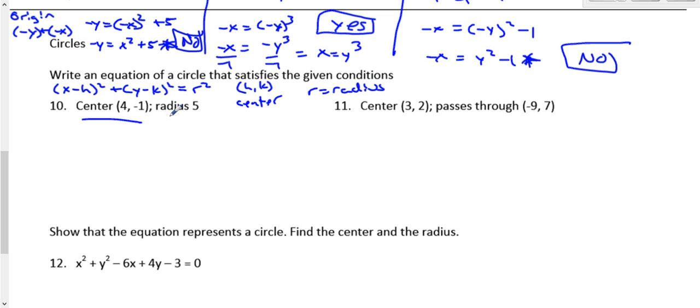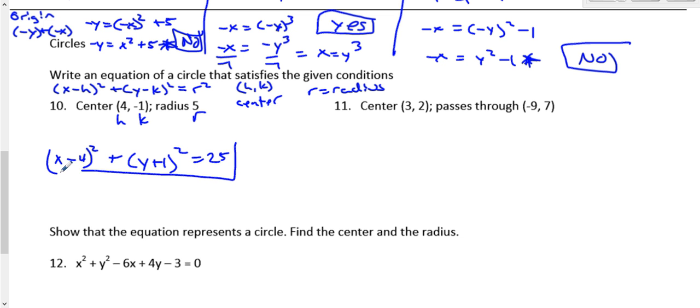So here we are given the center and the radius. So all we need to do is identify where to put them. Well, the center is h and k, so 4 goes in for h and negative 1 goes in for k, and 5 is our radius, r. So we just have x minus the 4, squared, and then y minus the negative 1. Well, y minus negative 1 is the same as y plus 1. So y plus 1 squared, and then the radius, 5 squared. So we get 25.